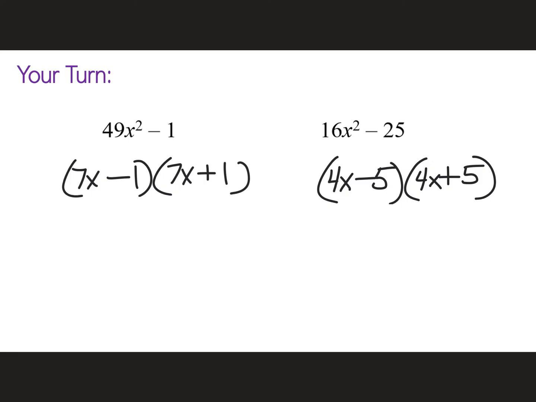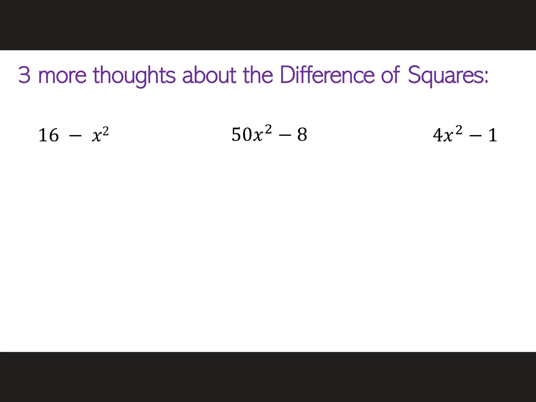All right, that easy. I have 3 more thoughts about the difference of squares before I go on to the next special. First of all, just because it does not start with a variable doesn't mean that it's not special. Those are both still perfect squares. It's just that the variable is at the end. And so this is how it's going to look. Please do not flip it around just to make it feel better.